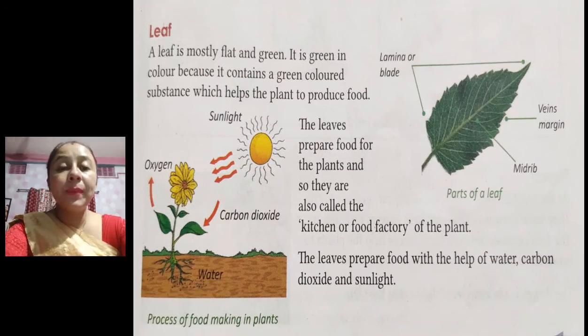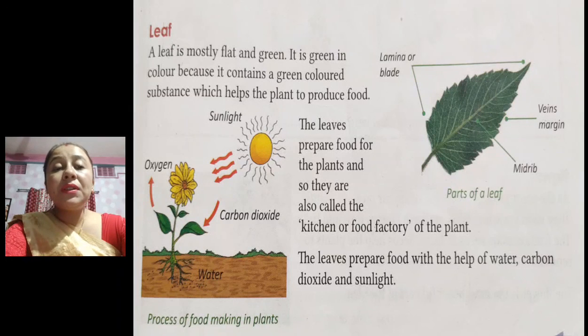Now next, leaf. A leaf is mostly flat and green. It is green in color because it contains a green colored substance which helps the plant to produce food. So the leaves prepare food for the plants, so they are called the kitchen or food factory of the plants. The leaves prepare food with the help of water, carbon dioxide and sunlight. So you know that leaf is mostly flat and it is green in color. Why is it green in color? Because of the presence of chlorophyll, the green color pigment which helps to produce food.